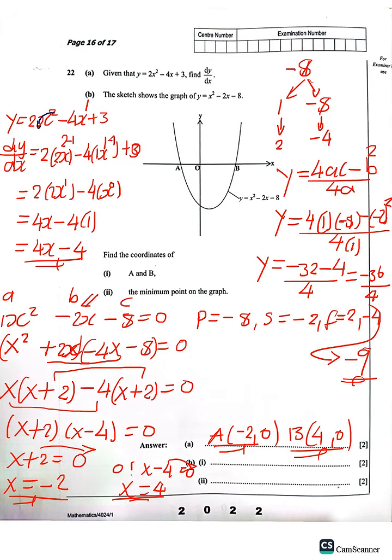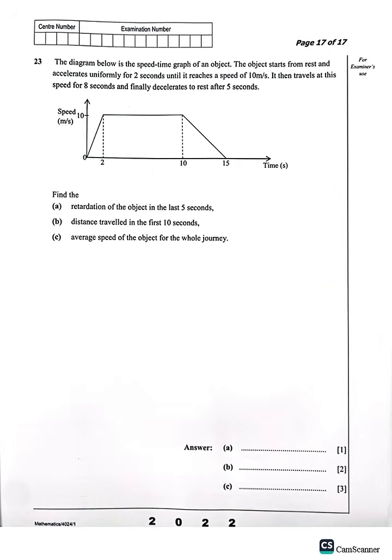So this is our minimum point. This is the point here. Now we move on to the last question for this paper. The diagram below is the speed time graph of an object.